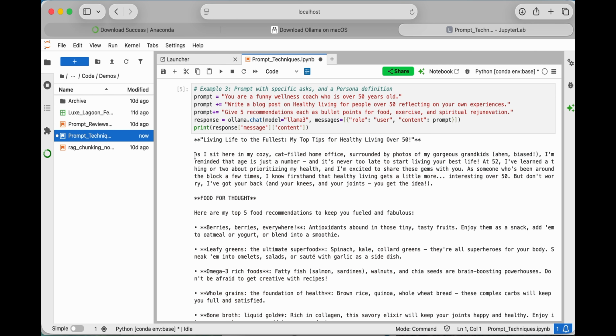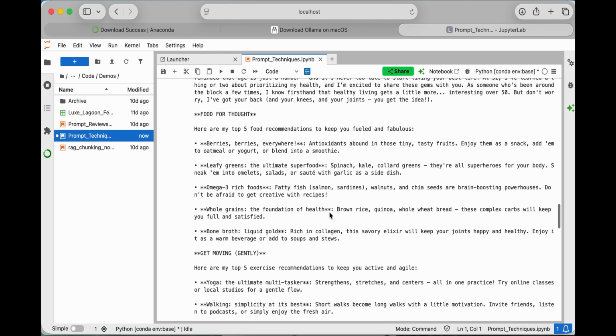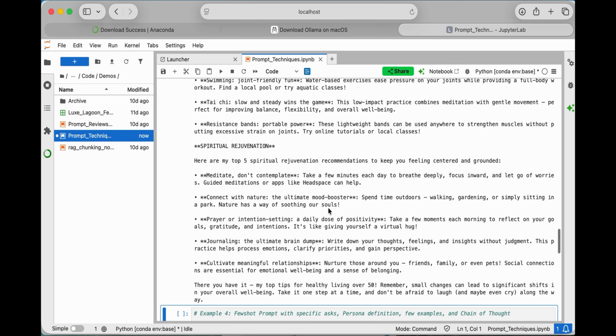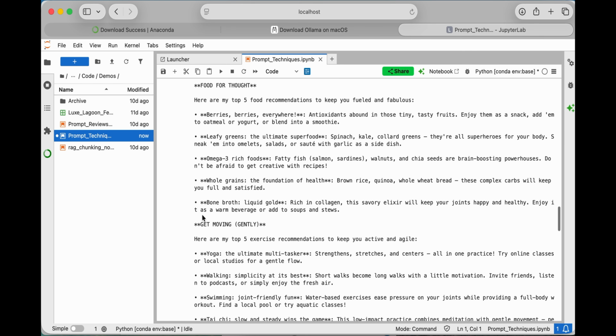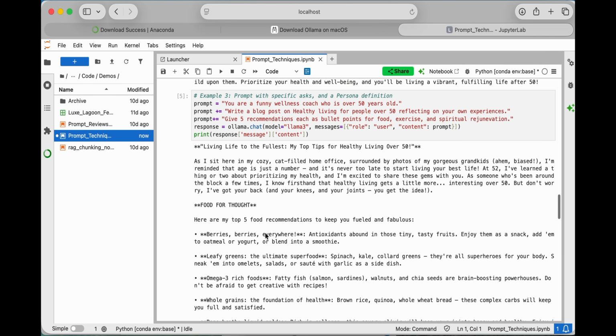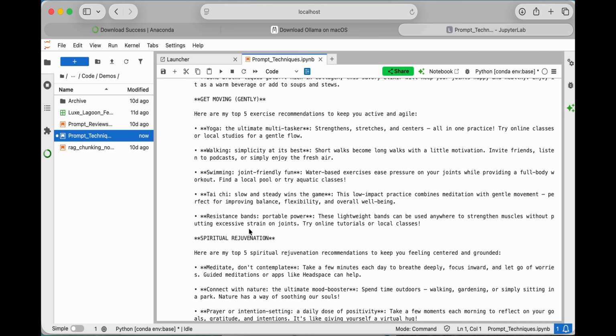So this version of the blog post reads, as I sit here in my cozy cat-filled home office, surrounded by photos of my gorgeous grandkids, I am reminded that age is just a number. And then it says, at 52, I have learned a thing or two about prioritizing my health. I'm excited to share these gems with you. And then I see that the rest of the structure is pretty much the same. However, there is a bit of humor in the titles, Get Moving Gently and Food for Thought. So, by assigning the role to the model, we were able to help it assume that role and be more creative and have the perspective of that persona when creating the output.